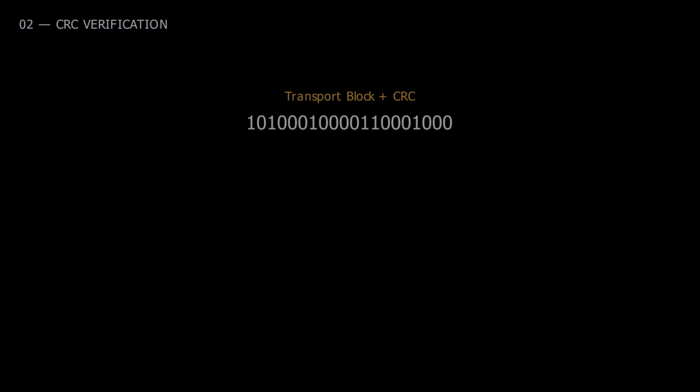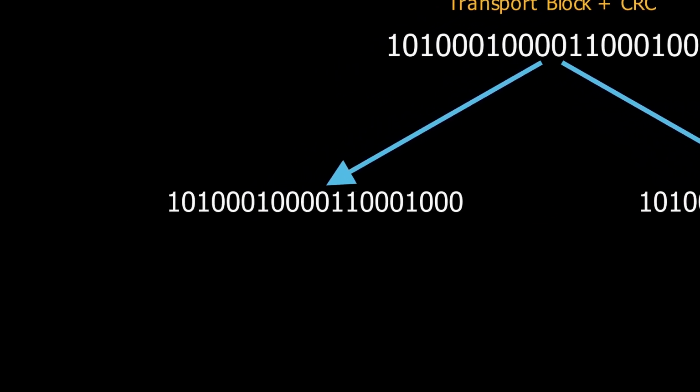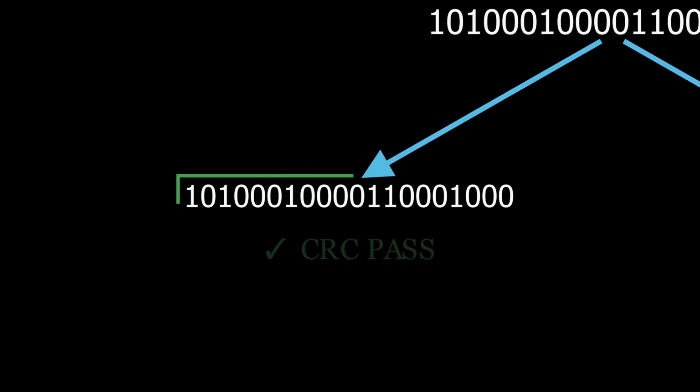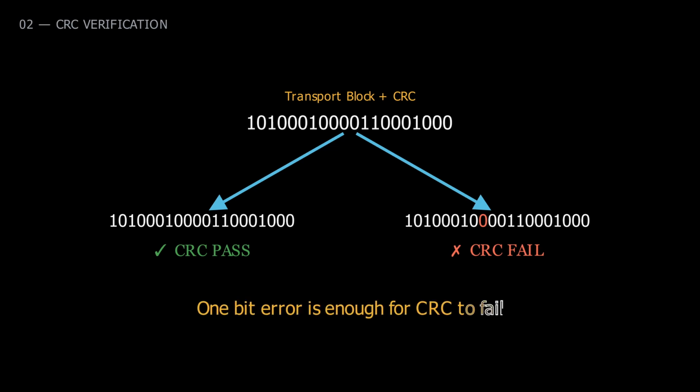After the CRC is attached, the packet is transmitted through the wireless channel. Two outcomes are possible. If the packet arrives without errors, CRC matches perfectly and the UE accepts the transport block. But if even a single bit changes during transmission, CRC immediately fails. This is why CRC is such an effective error detection mechanism. Even a single incorrect bit is enough to trigger a CRC failure.